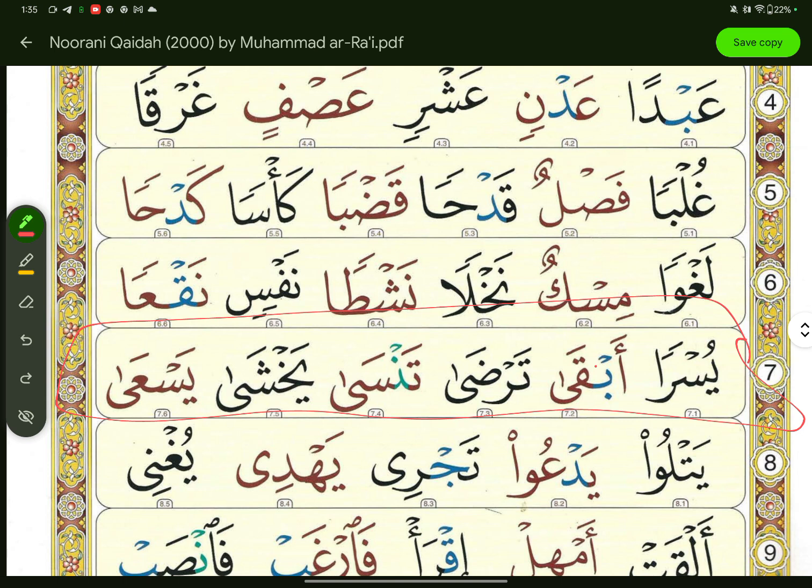Tarda. Yeah, okay. Remember, you're placing your tongue by the molar teeth. Tarda. Alright, nice. Next one. Tansa. Oh, that's a nun. Yeah. Tansa, nice. Next one.